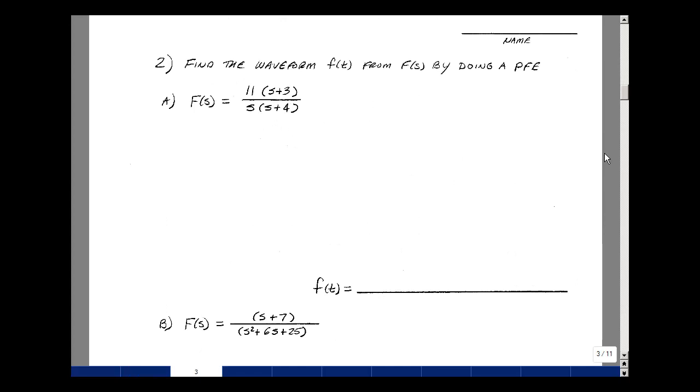For problem number 2, can you find the waveform f of t from f of s by doing a partial fraction expansion? For question A, f of s is equal to 11 times the quantity s plus 3 divided by s and then times s plus 4. For the second function, it's s plus 7 divided by s squared plus 6s plus 25.